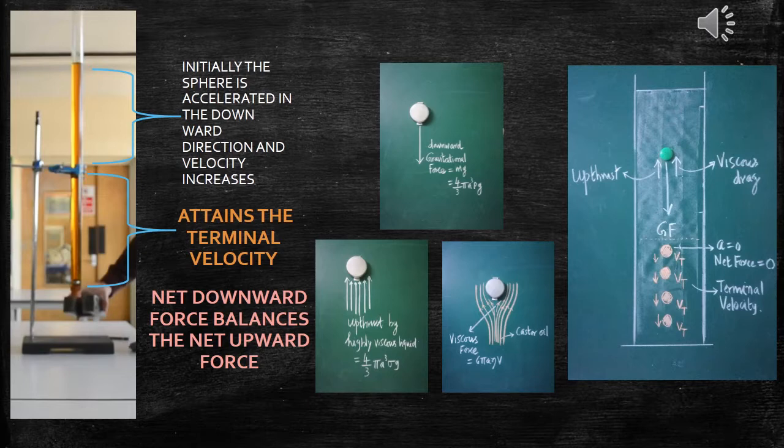Are you clear? So, two upward forces are acting, and one downward force is acting. When the net downward force balances the net upward force, the body will attain the terminal velocity. After attaining the terminal velocity, the acceleration of the metallic sphere becomes zero, and the net force acting on the metallic sphere also becomes zero. In the next stage, we are going to learn how to derive the expression for terminal velocity.